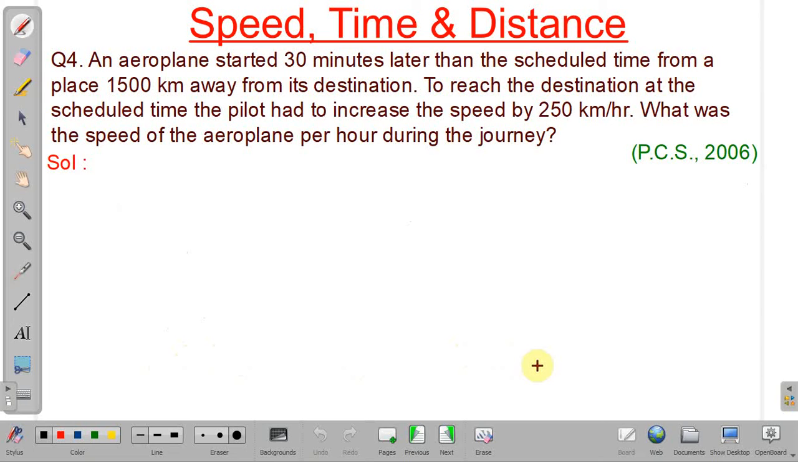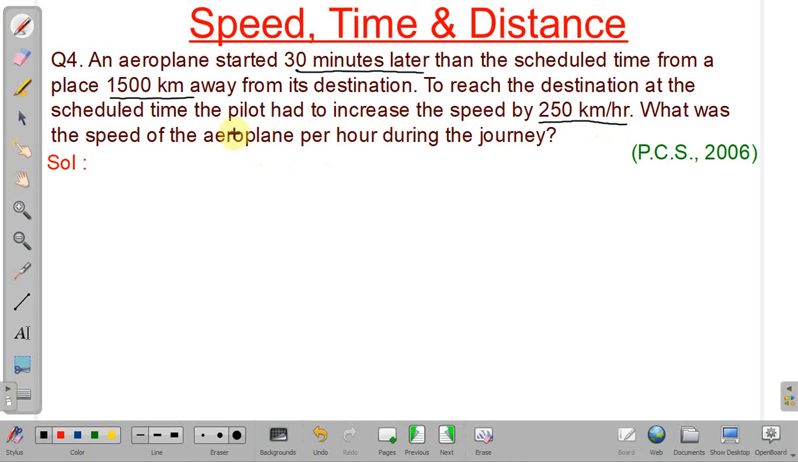See, in this problem it is given an aeroplane started its journey 30 minutes later than the scheduled time, and the distance given is 1500 kilometers. To reach the destination on the scheduled time, the pilot has to increase the speed by 250 kilometers per hour. Okay, so we have to find the speed of the aeroplane for the whole journey.